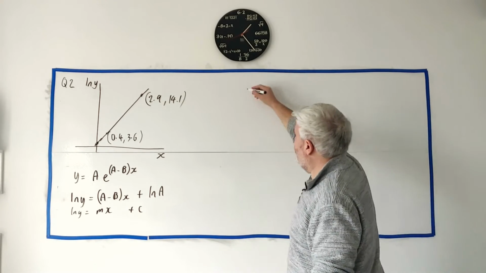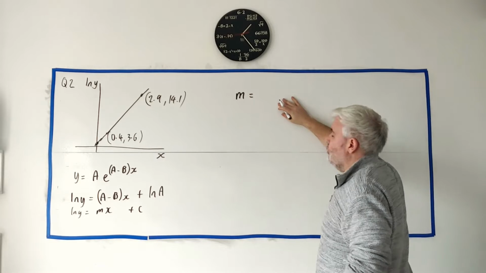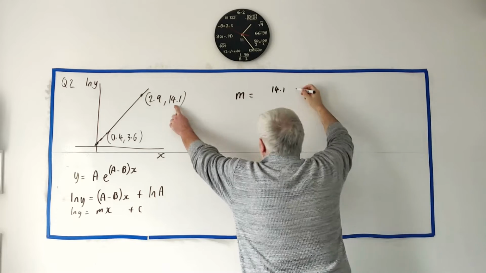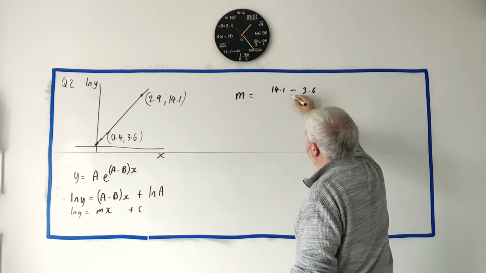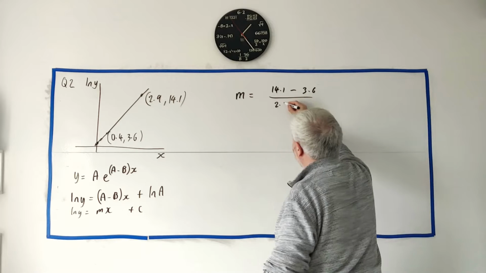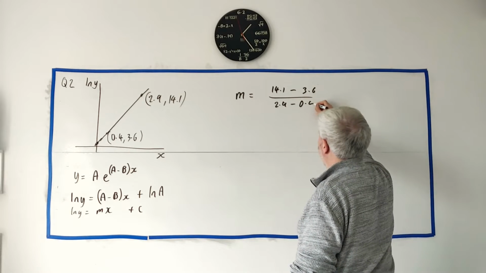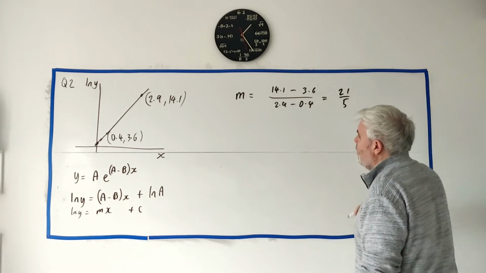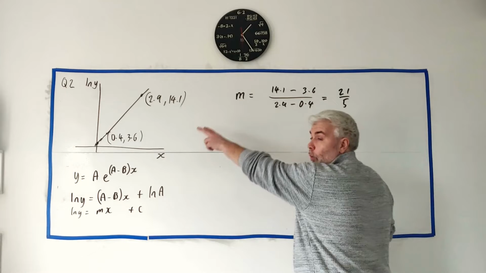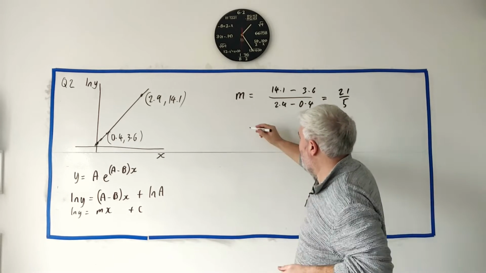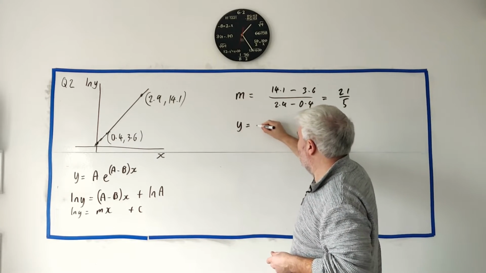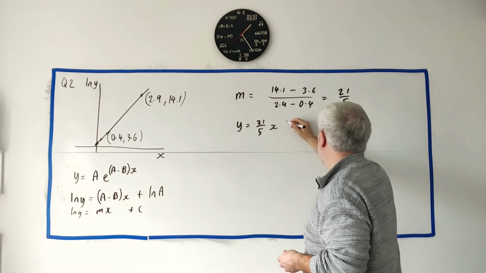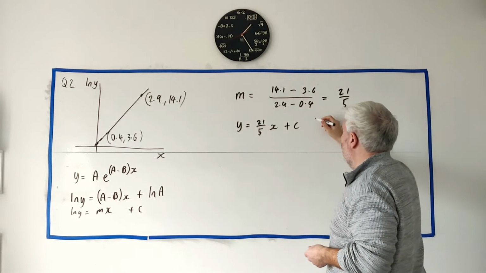With these 2 points, let's find m. m is equal to, what's the formula? y2 minus y1, 14.1 minus 3.6, divided by 2.9 minus 0.4, and the answer is 21 over 5, 21.5 over... and then I go ahead and get the equation of this line. Now at this point you might use y equals mx, so 21 over 5 times x plus c.